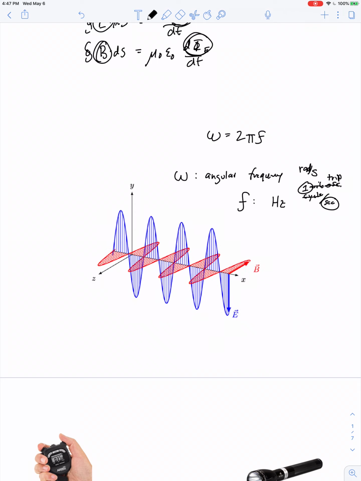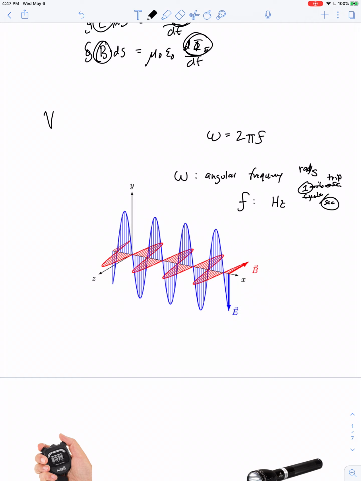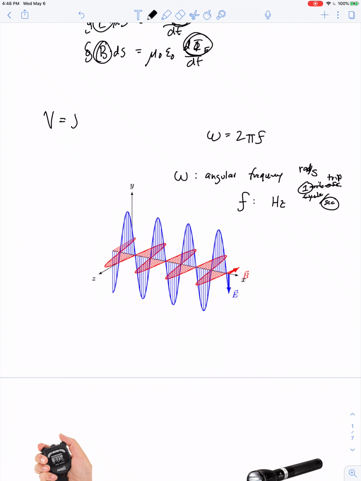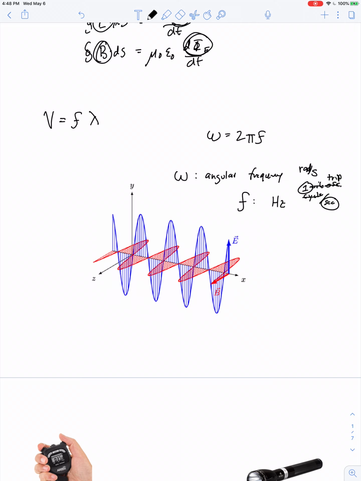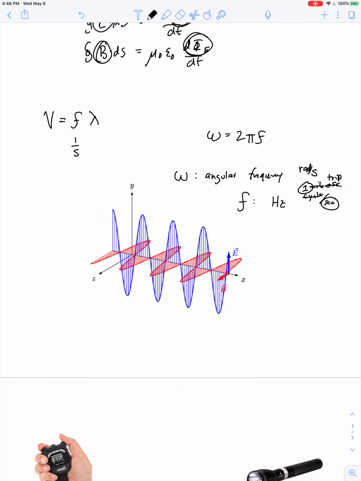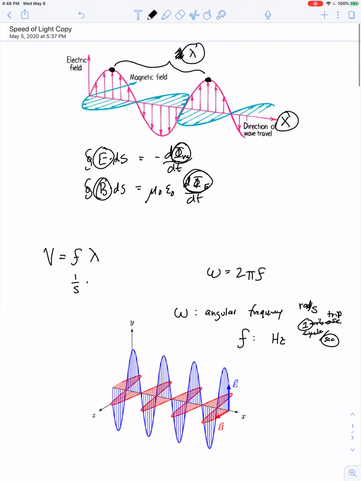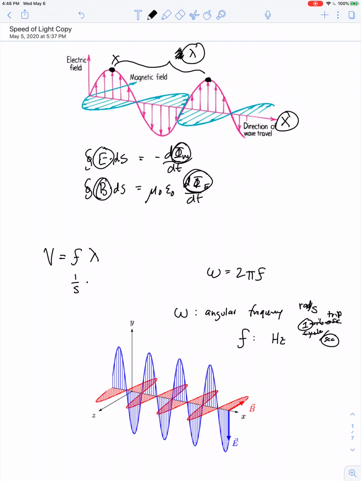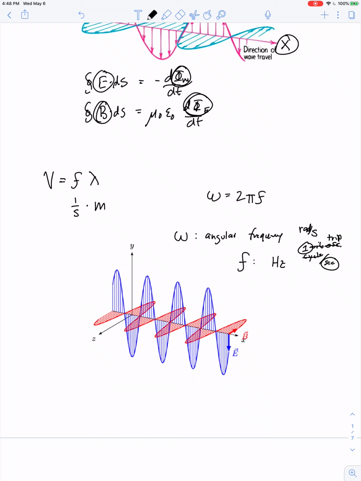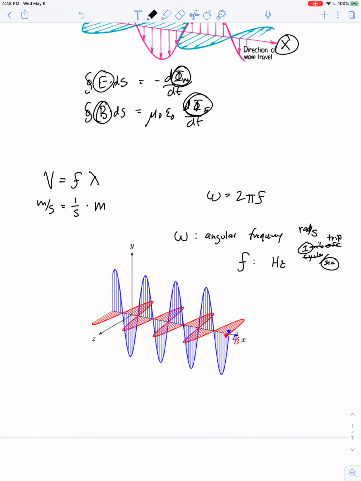So it shouldn't surprise you that for all waves, whether they're light waves, sound waves, ocean waves, earthquake waves, the speed of a wave is nothing more than the product of its frequency and its wavelength. Let's look at the units. If frequency is in hertz, but a hertz is really 1 over seconds, and wavelength really is a separation of 2 points along an x-axis, then wavelength is measured in meters, and so when you multiply meters times per second, of course we get meters per second.